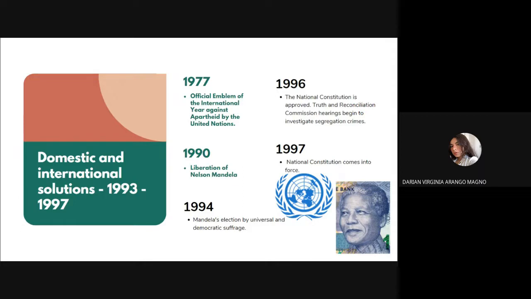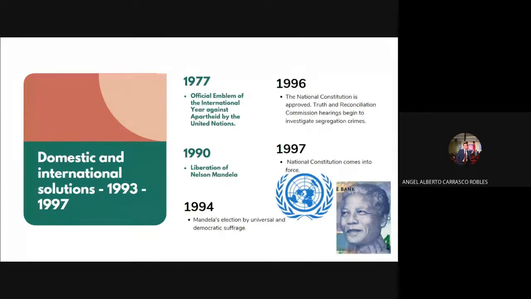In this sense, the changes developed in 1990 with the arrival to the presidency of Willem de Klerk, who repealed the segregationist laws and freed Nelson Mandela. In 1994, multiracial elections were held for the first time, which brought Mandela to the presidency and made him the first black president of South Africa.